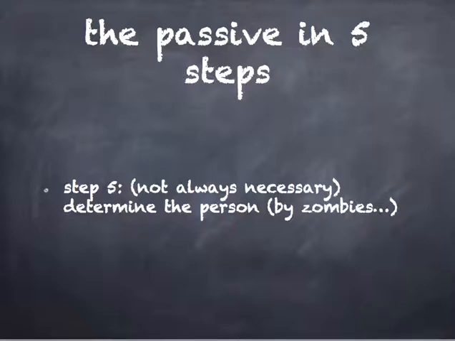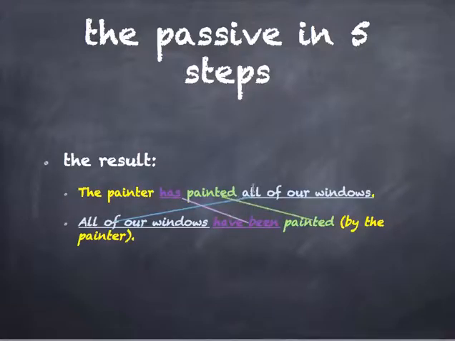Now let's have a look at it if we put it all together. So here, we started with the direct object, all of our windows, in blue. We put that here at the front of the sentence, all of our windows. We then had a look at has, present tense. The whole verb here was has painted, and that was the present perfect. So we had to put present perfect of the verb to be, which is have been. We looked at the main verb to paint, and we said we needed the past participle, which is then painted.